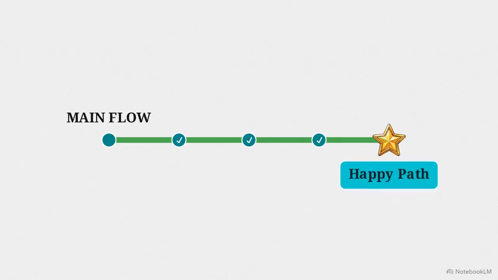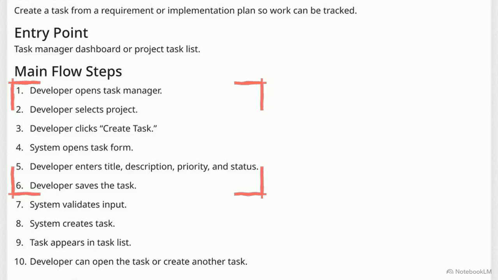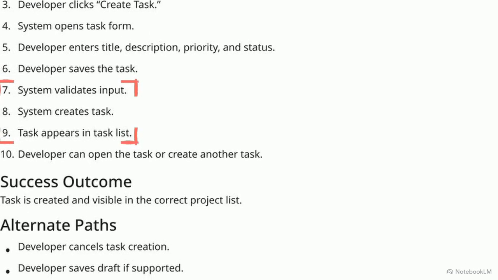This is the normal, successful path, where everything goes right, often referred to in development as the happy path. Looking at these numbered steps, the developer acts and the system reacts. But the flow must also account for hidden operations. Steps 7 through 9 are entirely system-driven. The system validates input, creates the task, and updates the interface. These invisible actions are mandatory.